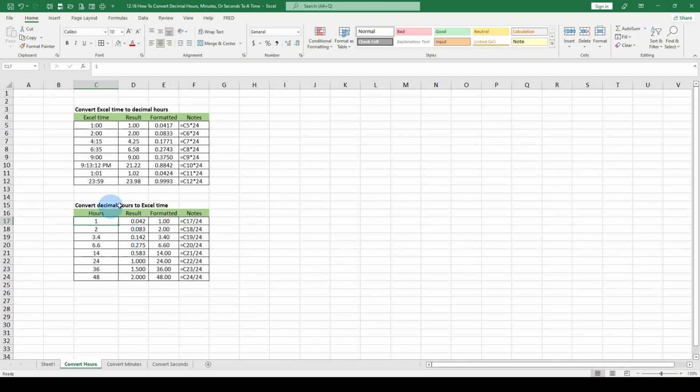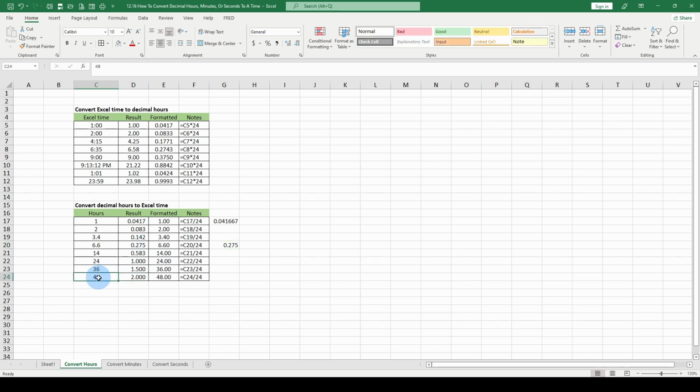We want to convert decimal hours to Excel time. Well, 1 hour is what? It's 0.042 of a day. Well, look, just do this, equals 1 divided by 24, 4.12667. We can extend this, it's 4167. We have 6.6 hours equals 6.6, divide this by 24, 0.275.